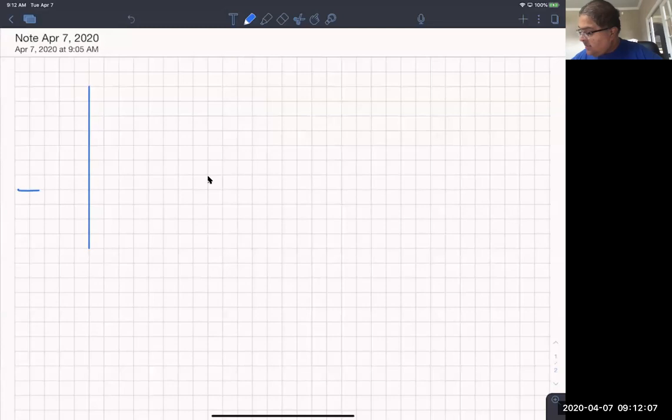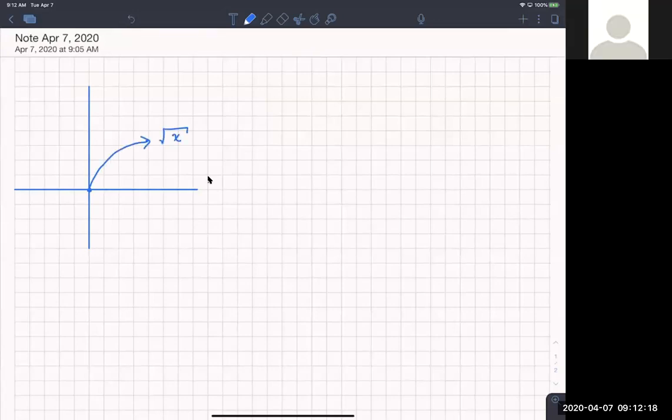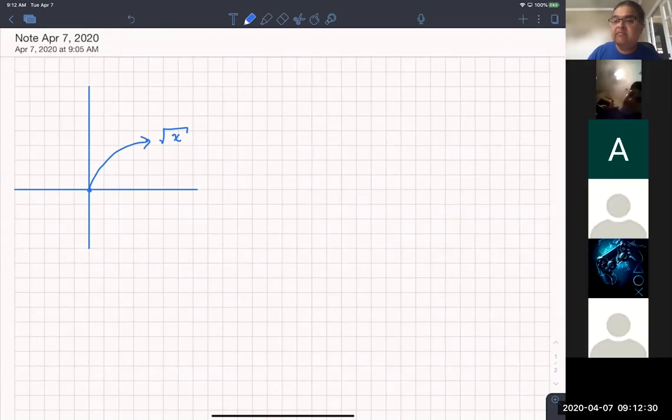So this is your basic square root function, okay? Square root starts at 0, 0, the origin, and curves like this, okay? Now, the reason it starts at 0, 0 is because you can't take the square root of a negative number, okay? You can't take the square root of, say, negative 16, all right?